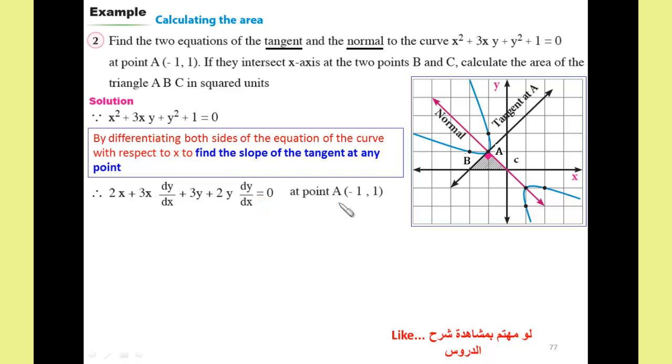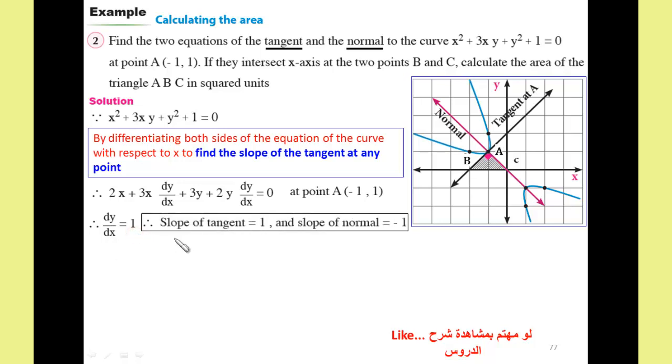At the point A of x coordinate -1 and y coordinate equals 1, dy/dx equals 1. You can try it yourself, substituting x equals -1 and y equals 1. What do you get? You will get dy/dx equals 1. So dy/dx is the first derivative, it is the slope of the tangent. So the slope of the tangent is 1 and the slope of the normal equals -1.